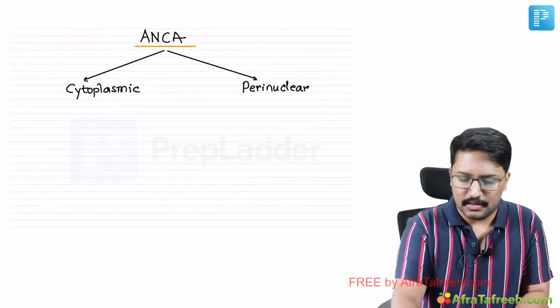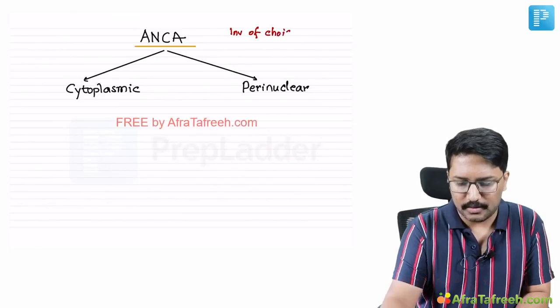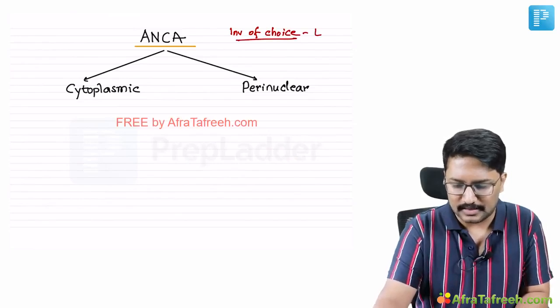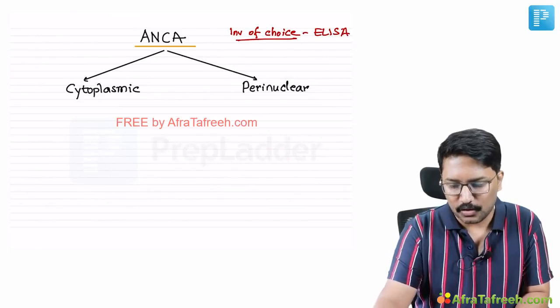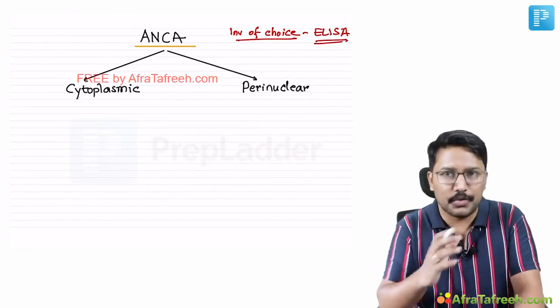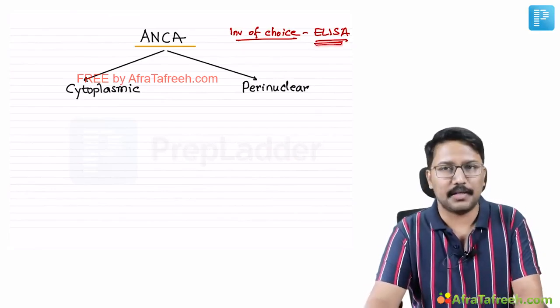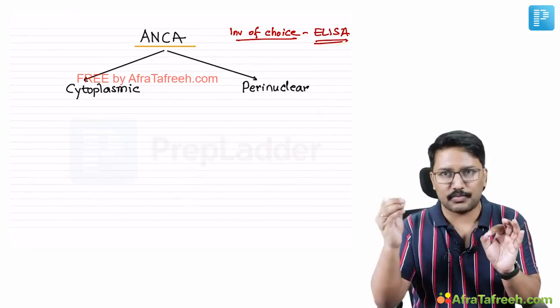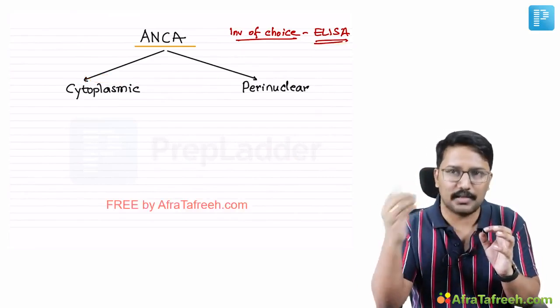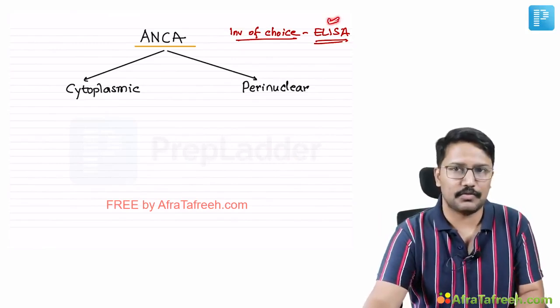So here the investigation of choice, or the preferred modality of evaluation, is ELISA, because ELISA not only helps us to identify the pattern of distribution of these antigens and antibodies, it helps us to specifically identify which antibody is produced. Like it helps us to identify the antibody against a specific antigen, right? So that is why ELISA is the investigation of choice.